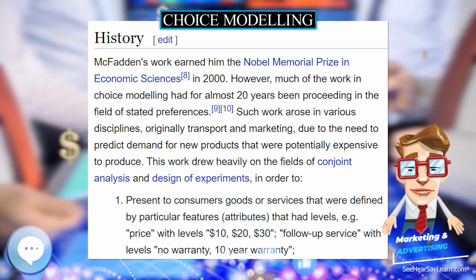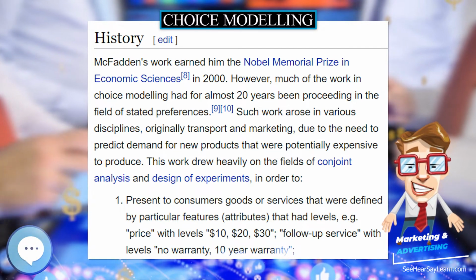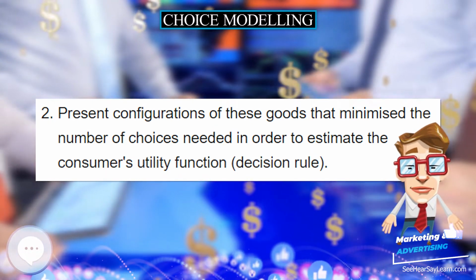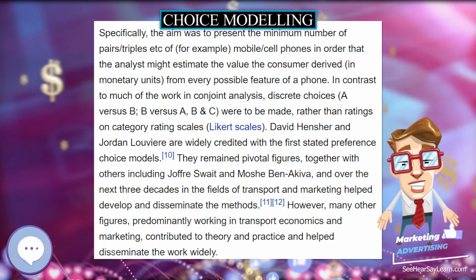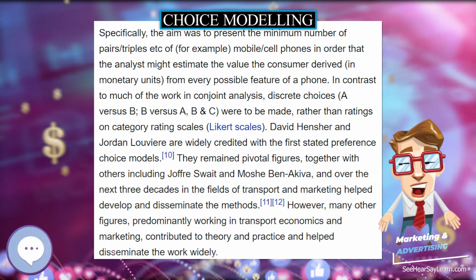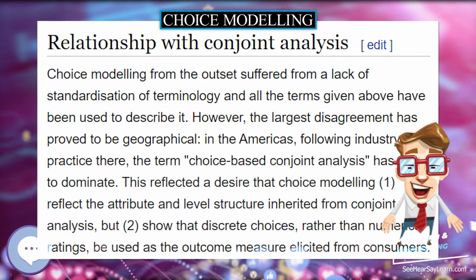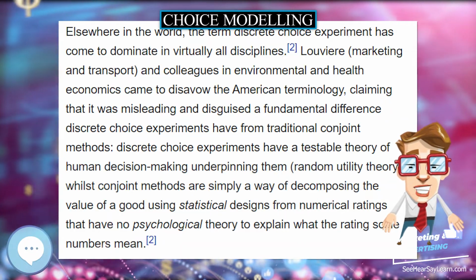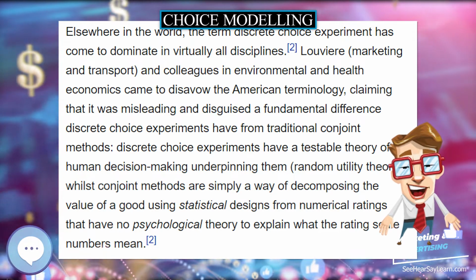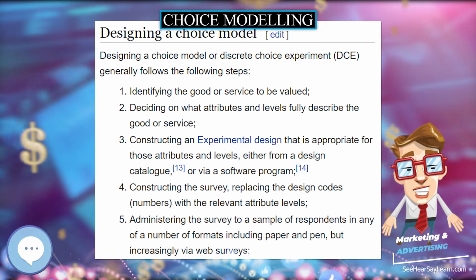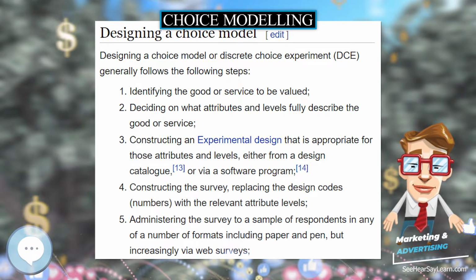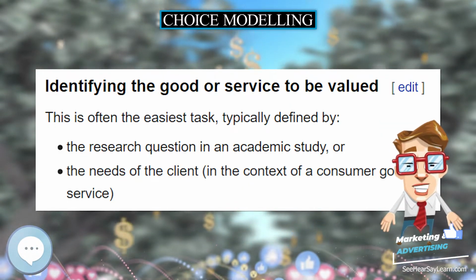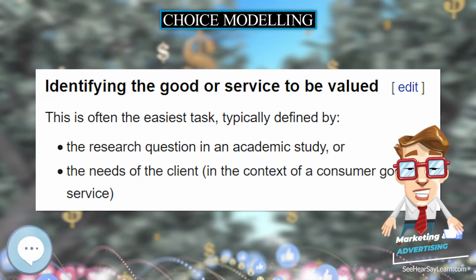This work drew heavily on the fields of conjoint analysis and design of experiments. Specifically, the aim was to present the minimum number of pairs/triples etc. of, for example, mobile/cell phones in order that the analyst might estimate the value the consumer derived, in monetary units, from every possible feature of a phone. In contrast to much of the work in conjoint analysis, discrete choices, A versus B, B versus A, B and C, were to be made, rather than ratings on category rating scales, Likert scales.